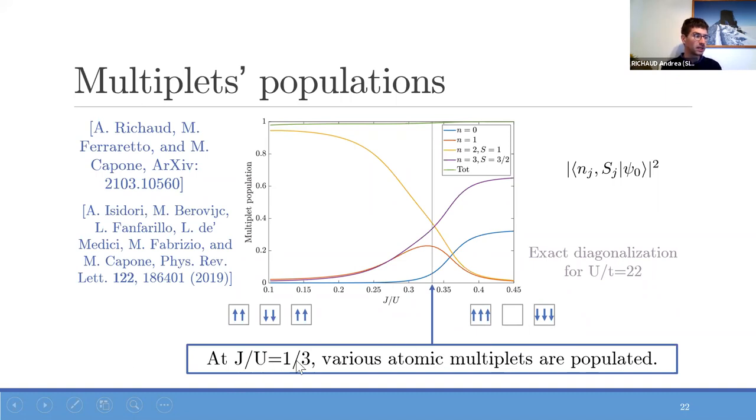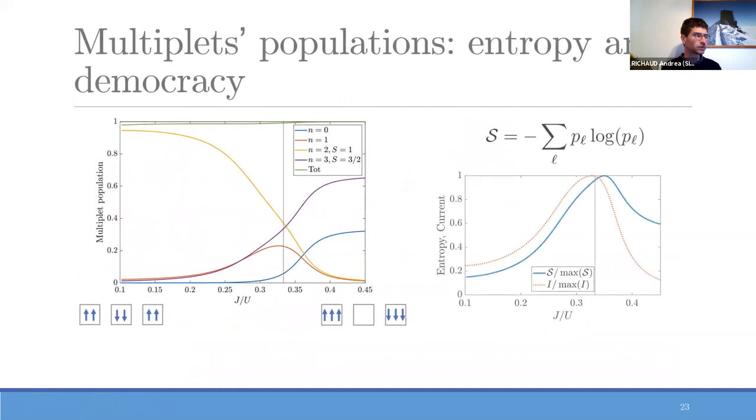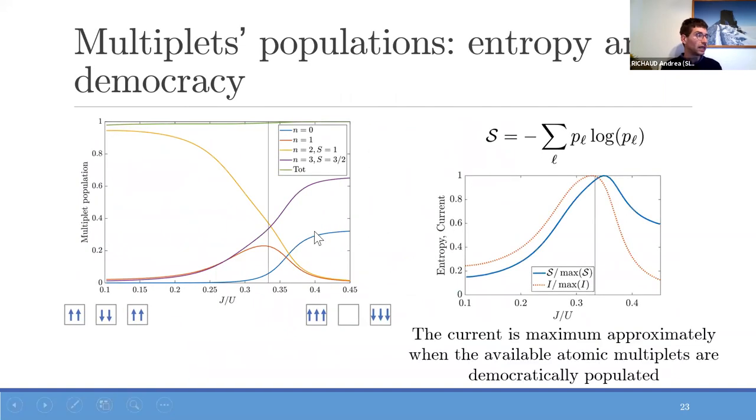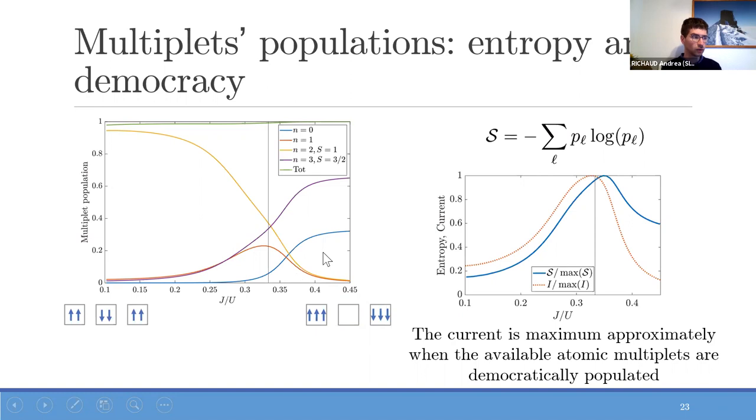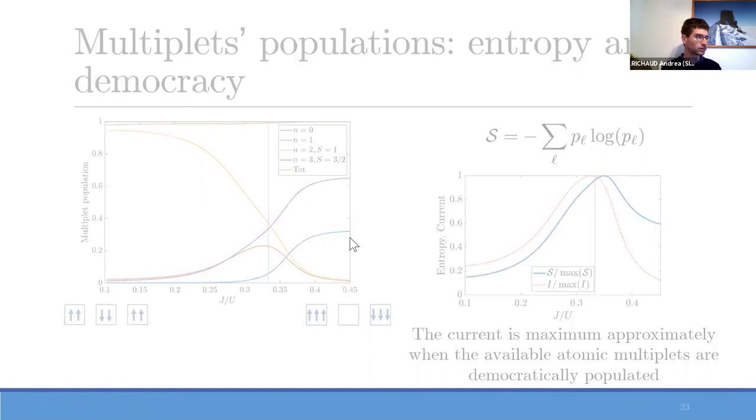And in what happens in between, at J over U equal to one third, various atomic multiplets are populated. And this is another key to observe the emergence of Hund's metallicity. If you look at this as a probability distribution, because they are practically normalized to one, you can see that the maximum entropy of this probability distribution is at J over U equal to one third. And this is exactly the point where Hund's metallicity arises.